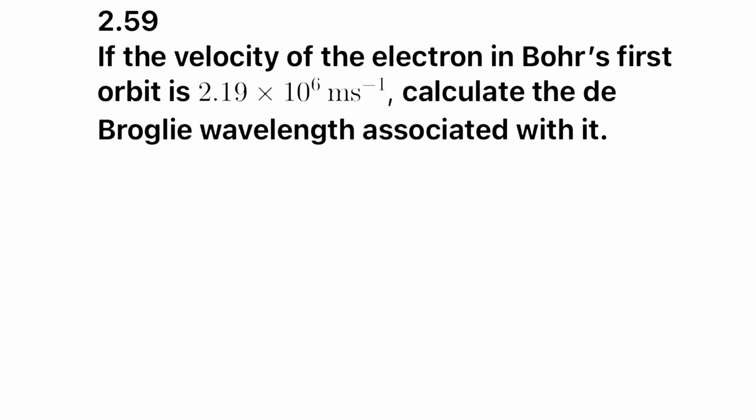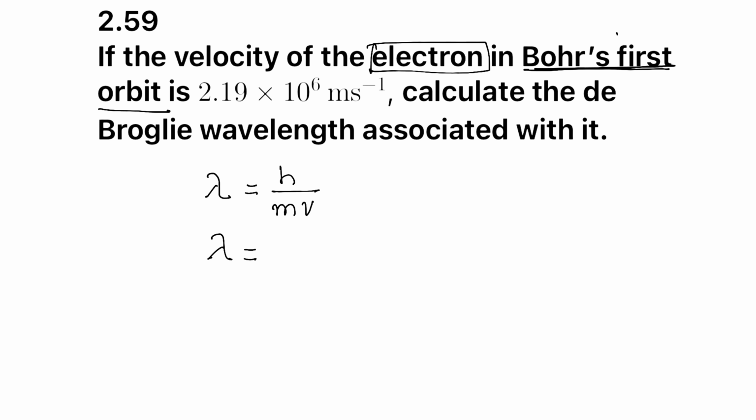If the velocity of the electron in Bohr's first orbit is 2.19 into 10 raised to 6 meter per second, calculate the de Broglie wavelength associated with it. Direct, okay? Lambda is equal to h by mv or h by p. To confuse you, they give Bohr first orbit. Whatever the orbit, they have given the velocity, and you know the mass of electron, right? Lambda you can find. For that purpose, the orbit is not required. Clear? That is to confuse you.